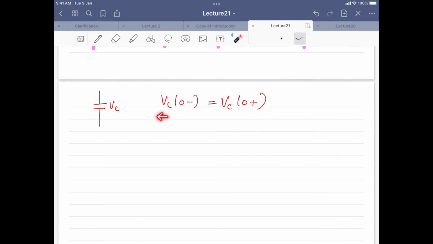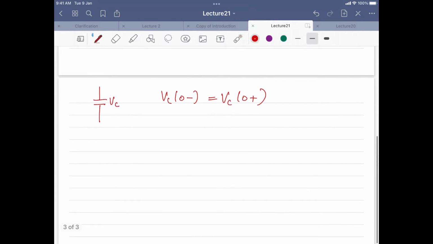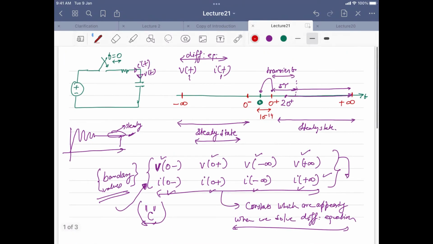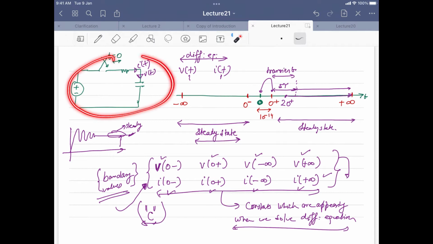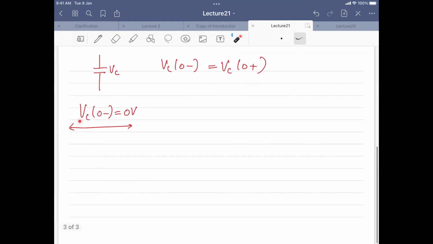So once it is the same, what can you say? Let us say your Vc at 0 minus is 0 volts. It might be the situation that the capacitor voltage at 0 minus, when the switch was not closed, like for this example, if you see this example here, the switch is not closed. So initially we are not given any information. So is the capacitor voltage 0 or not here? It will be 0 if it is uncharged. So Vc at 0 minus is 0 volts.